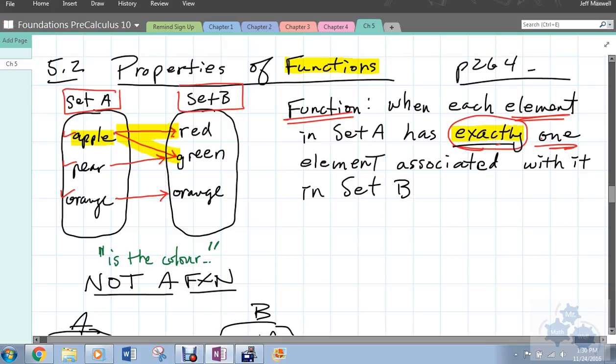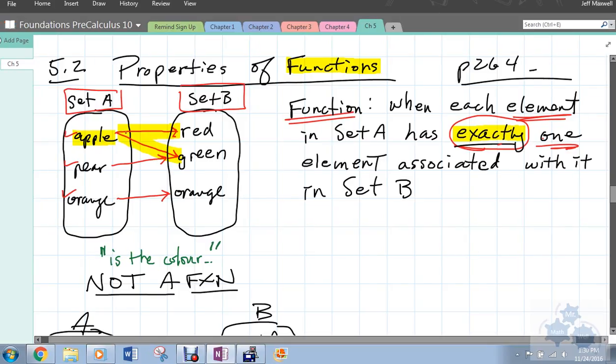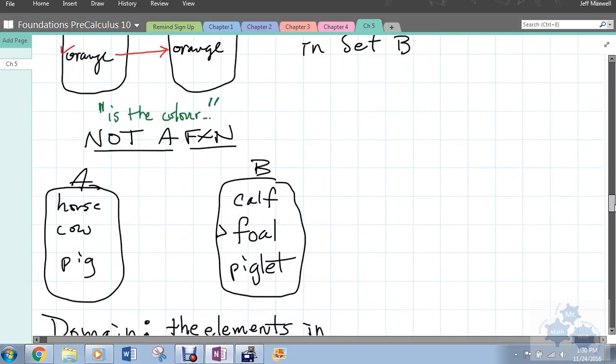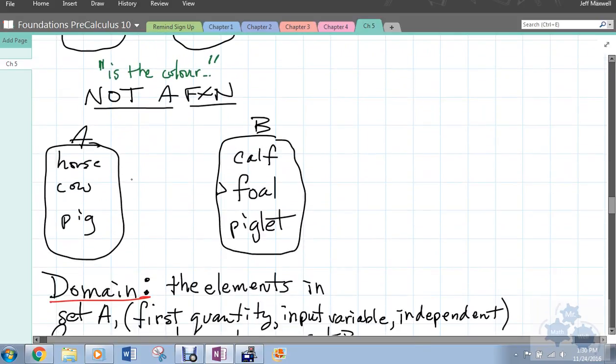Why? Because this element in set A has two elements in set B associated with it. So it's not a function. Here's an example of a function. Let's test it out. A horse gives birth to a foal. A cow gives birth to a calf, and a pig gives birth to a piglet. Okay, this was an example from some of my students. It was very good.